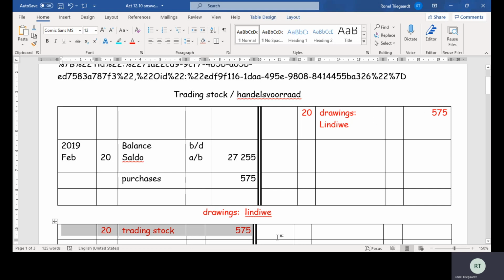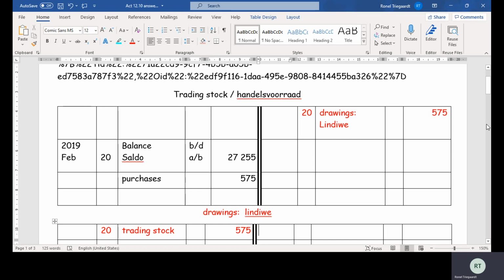So I'm not going to change anything with drawings Lindiwe because that is 100%. What is wrong? That 575 should not have been taken from trading stock. It should have been taken from purchases. So I'm going to transfer this out and into purchases. Do you understand that, people? Are you all fine with this? Anybody a problem? Okay.